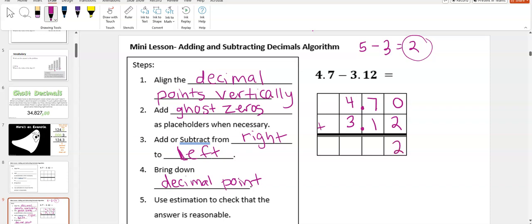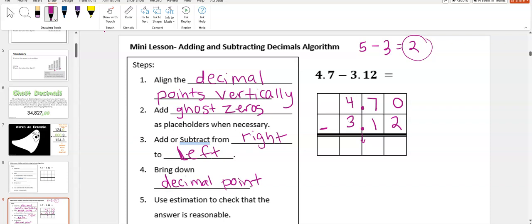0 plus 2 is 2. 7 plus 1 is 8. 4 plus 3 is 7. And I'm going to bring that decimal straight down. And my answer becomes, oh, I'm sorry, I added. Oops. Okay, don't do what I did. Make sure you pay attention to your signs, kids.